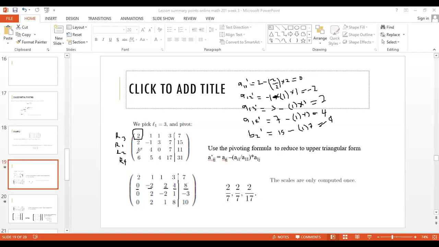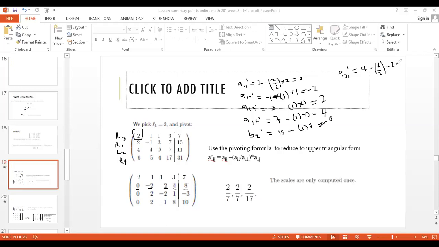So for the next row, let's pick the first element. So that will be A21. A21 new will be 4 minus our multiplier, which is what? Coefficient over pivot. So we have 4 over the pivot, which is 2, times 2.